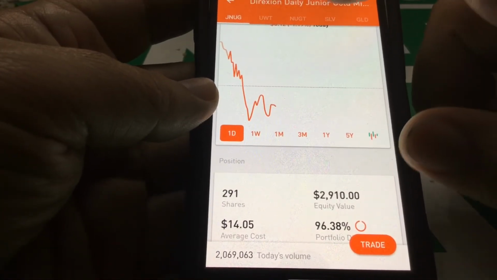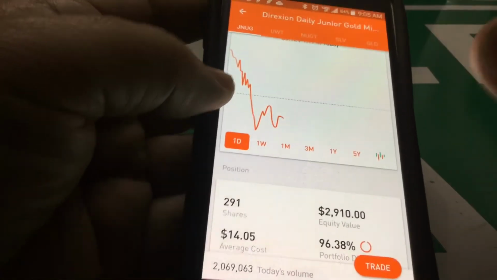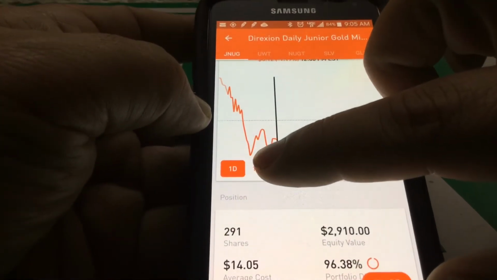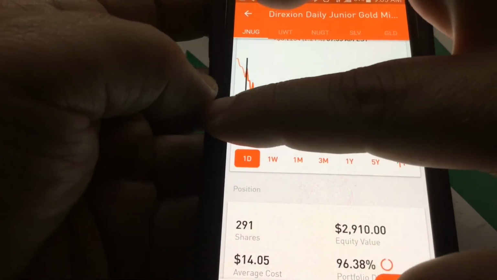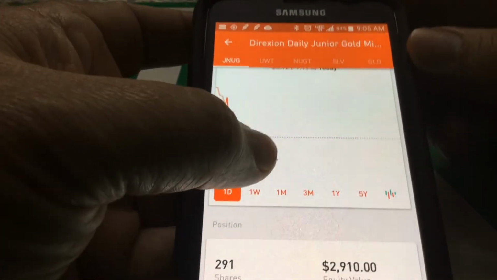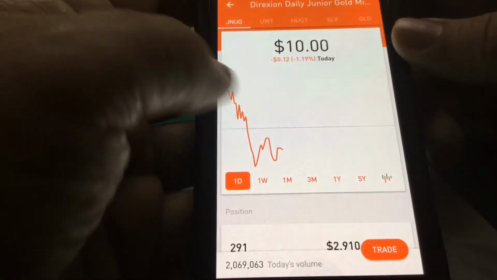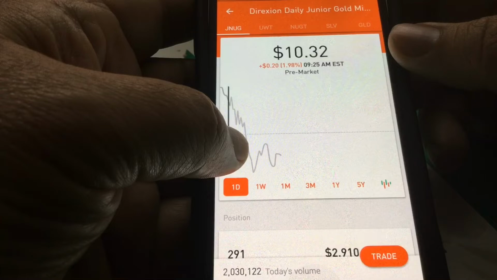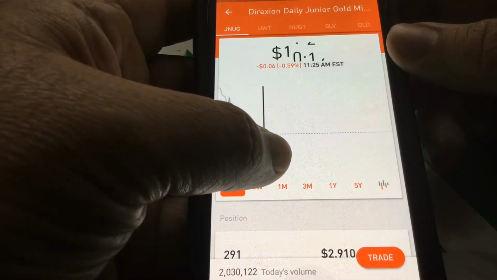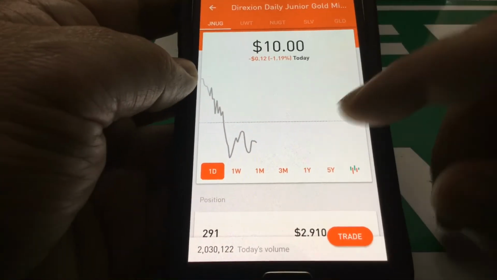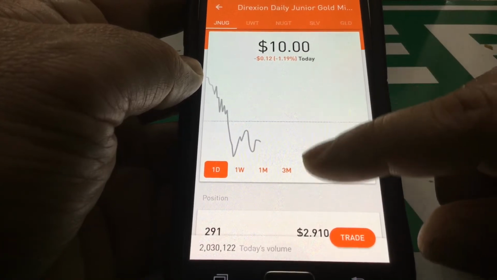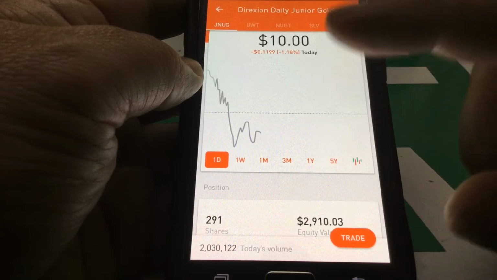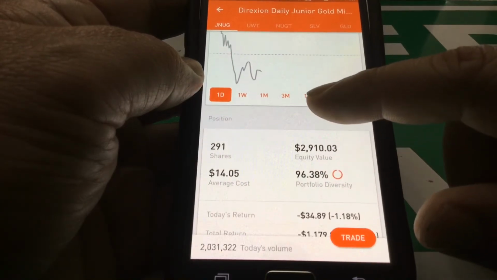So now we sold at 10.04. You can swipe here and see what the price is right now. Earlier this morning, let's see if I can show you here. There we go. Right now it's at $10. Earlier it was at 10.32, right? Okay. Well, I'm not going to buy back, I don't want to sell at a loss.